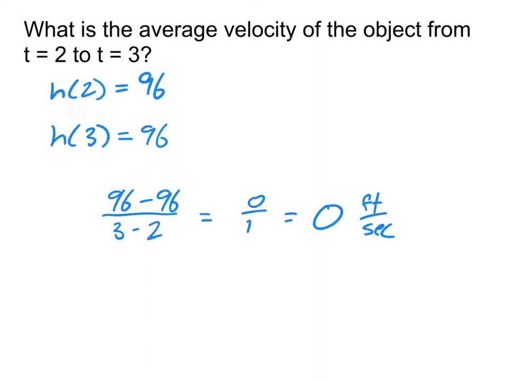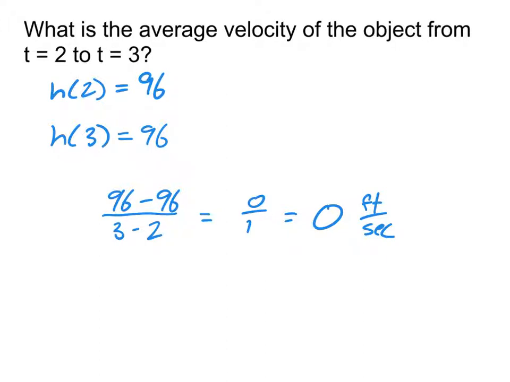All right, so when we do the math on this one, you find that at h of 2 and h of 3 both of those have a height of 96 feet there. And so when I put this in the slope function and actually figure out the average velocity, notice it gives 0 feet per second.